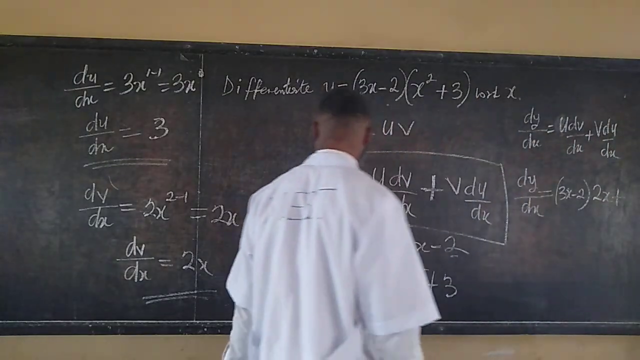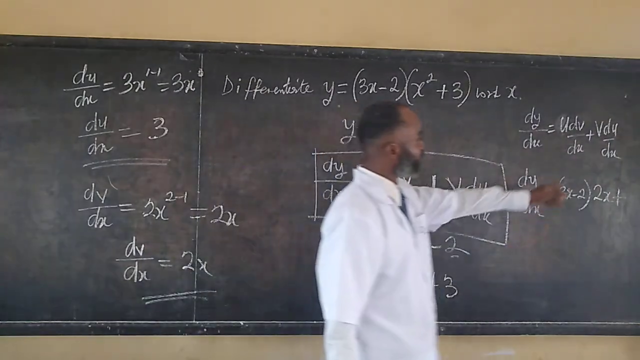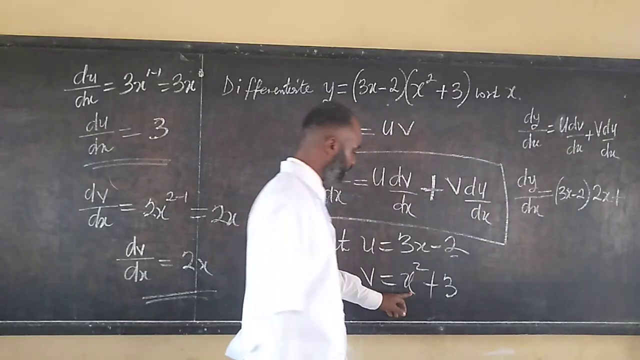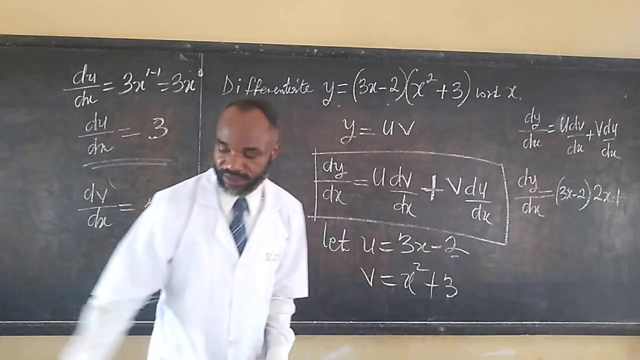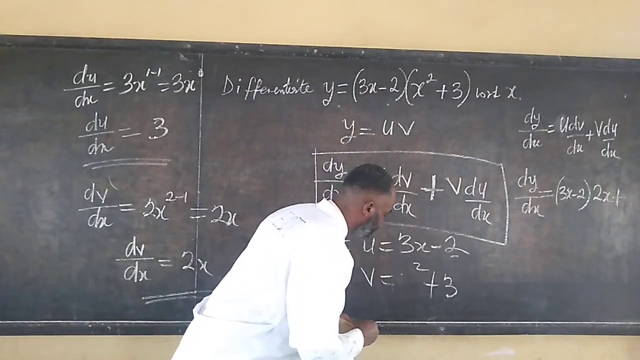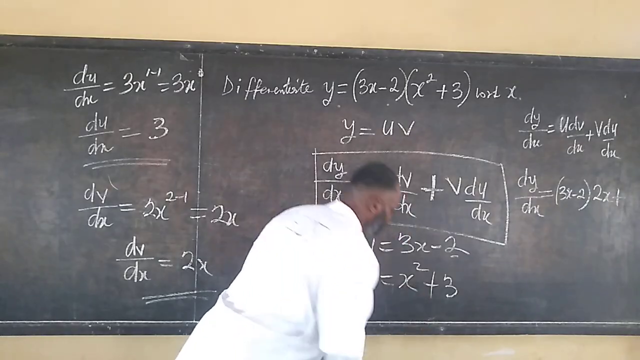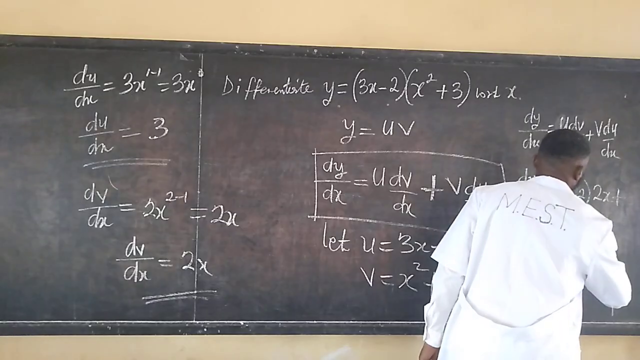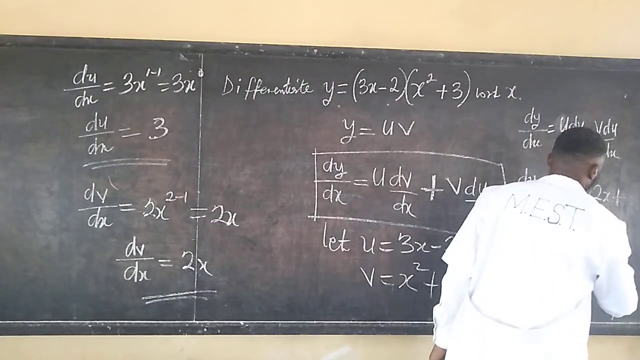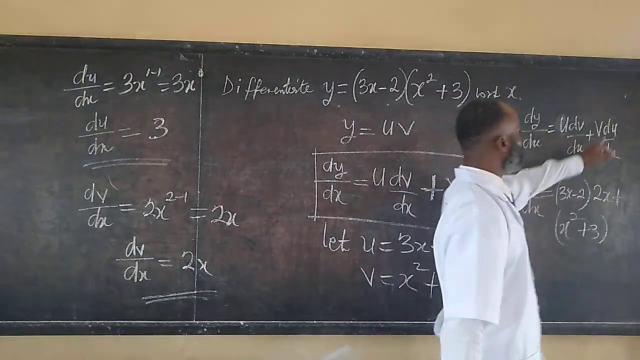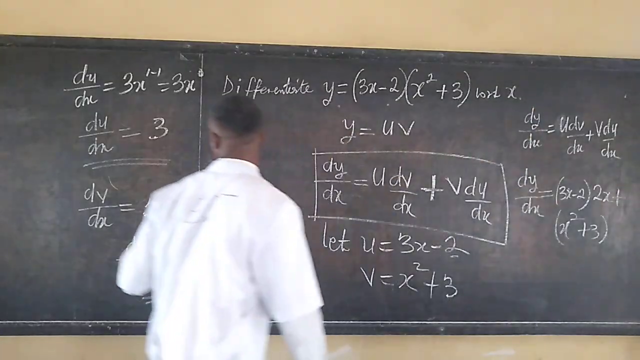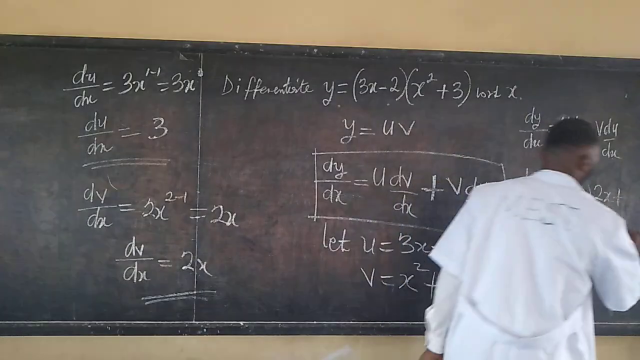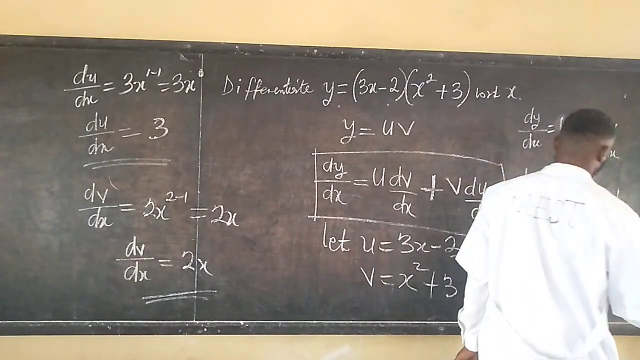Okay, so we'll move on again. For v, we keep v. And where is our v? v is x squared plus 3. This is x squared, not something else. So for v, we keep x squared plus 3, leaving it in brackets. And then what about du/dx? Our du/dx is just 3. And we do that the same way. Alright, so we have this.